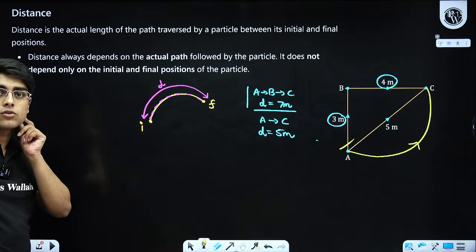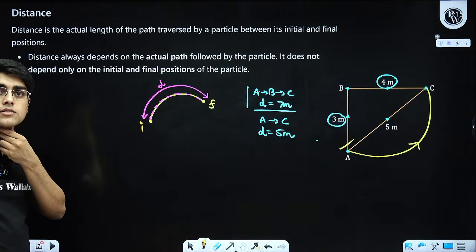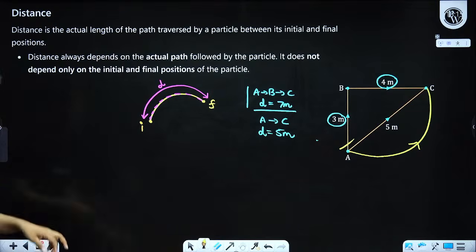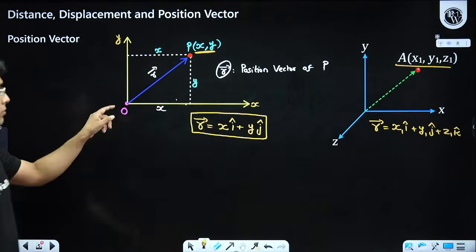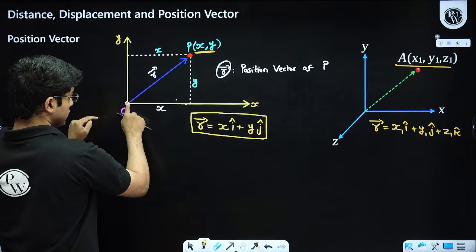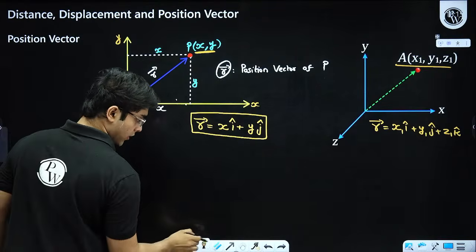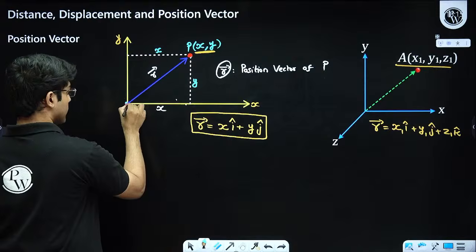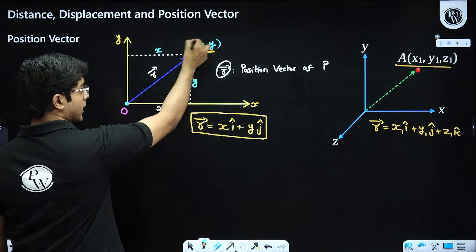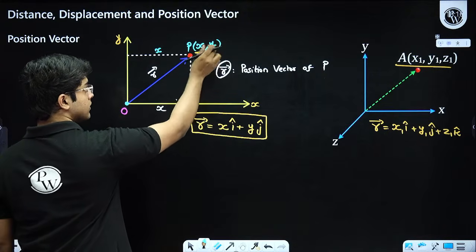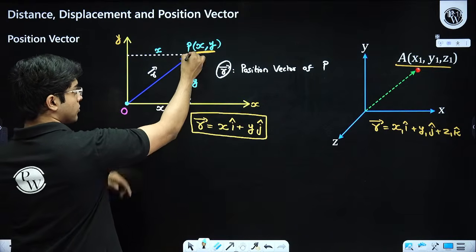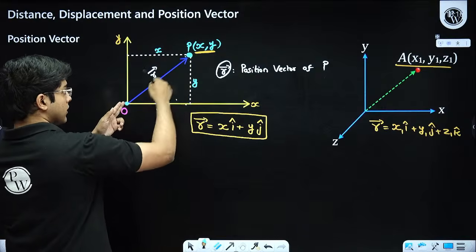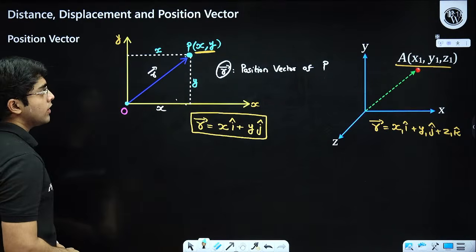Positional vector is also called z-axis. No. Position vector is something else, okay? Position vector is something else. Position vector is simply this vector connecting the origin of your system, okay, 0, 0 to the point that you want. So just connect it from O to this point P. This vector is the position vector, okay.